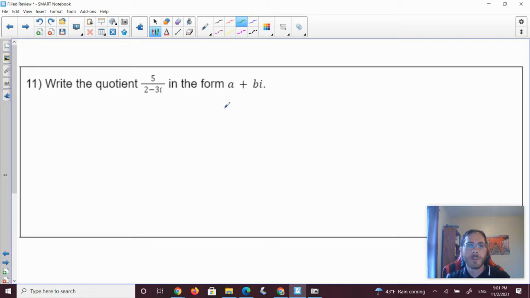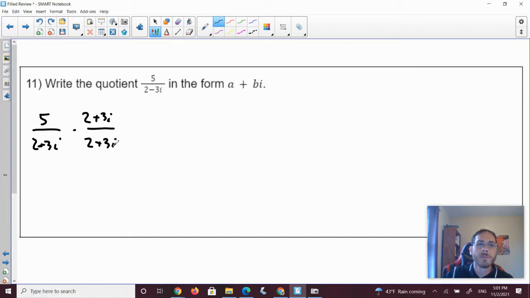All right, for 11, now we have to divide, write the quotient in the form a plus bi. So when we want to find the quotient, when we're dividing, we have to do the complex conjugate because we want to get our i's out of the bottom. So the opposite of minus 3i is plus 3i. So I'm going to multiply both the top and the bottom by 2 plus 3i.